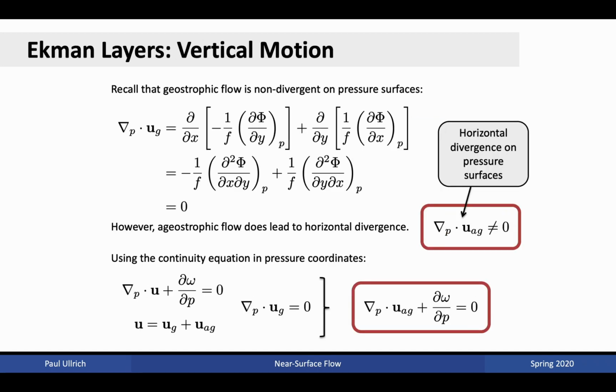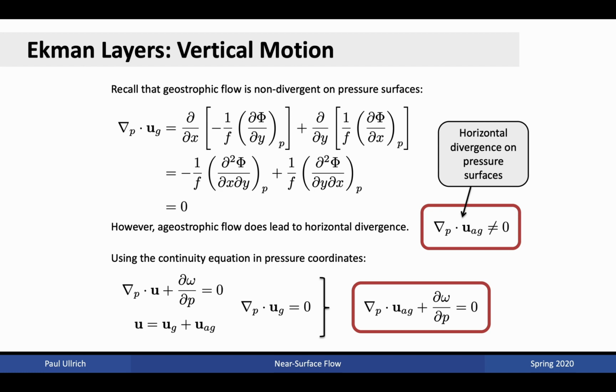Alright, so recall in Introduction to Atmospheric Dynamics that we showed that the geostrophic flow is non-divergent on pressure surfaces. That is, if you take the horizontal divergence of the geostrophic wind on a constant pressure surface, you can show that it is exactly equal to zero. And in fact, you can show it in about 3 lines, as in the top of this slide.